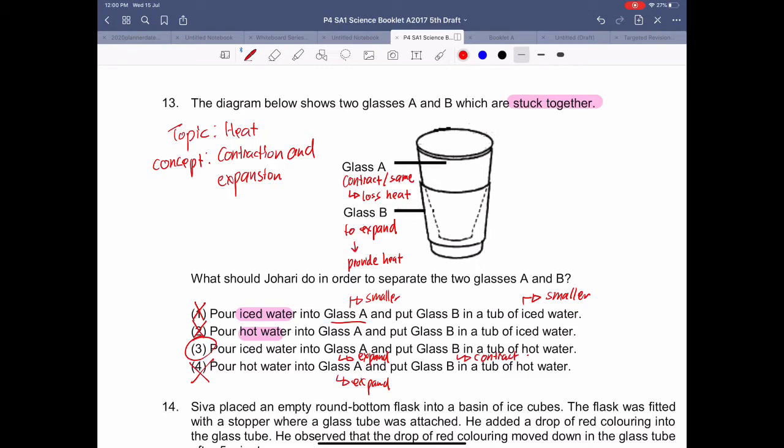Yes, Ethan? Yeah, so you want glass A to contract. Okay, thank you. So that was what you're trying to tell me, that I said it wrongly. Okay, thank you. So this would contract. Very good. So yes, glass A will contract and glass B will expand. My apologies.